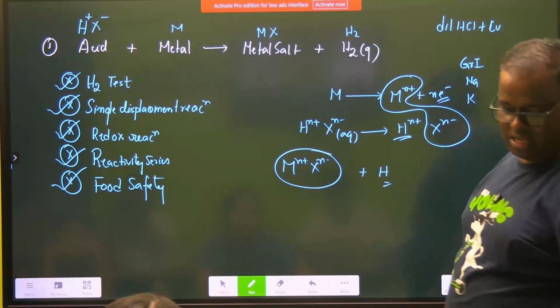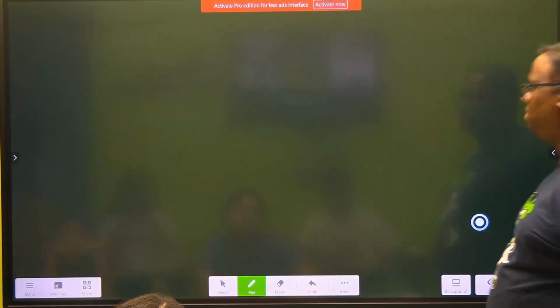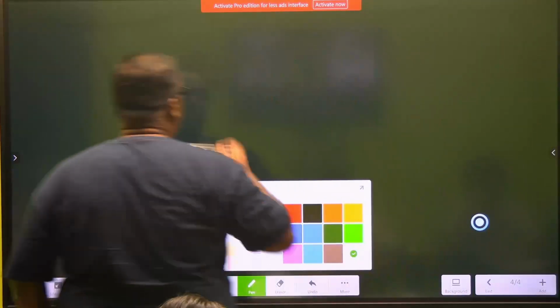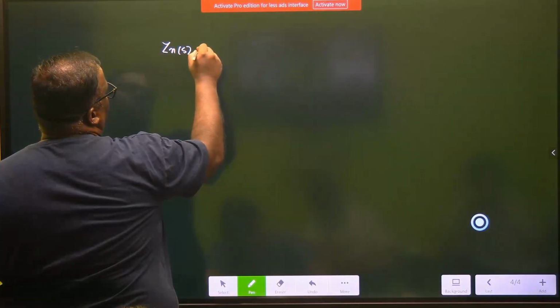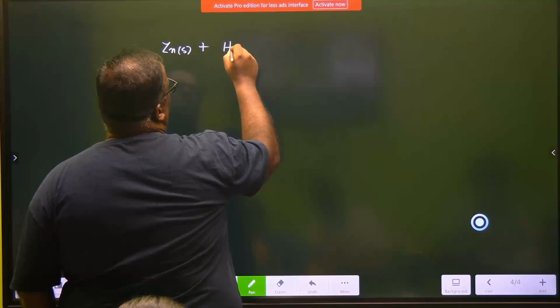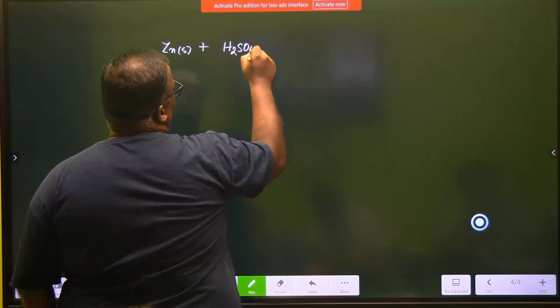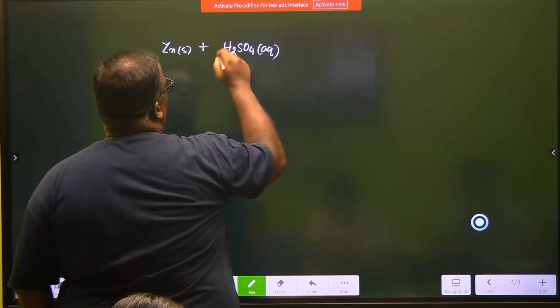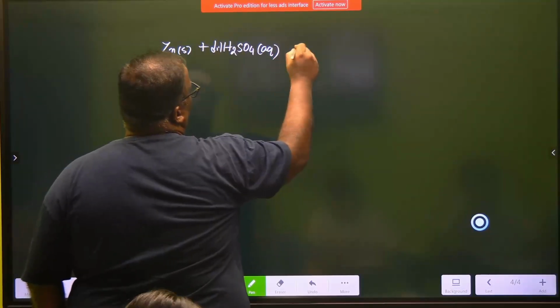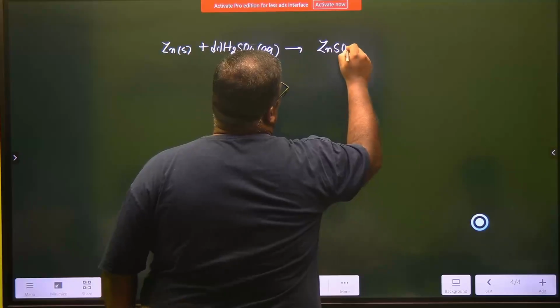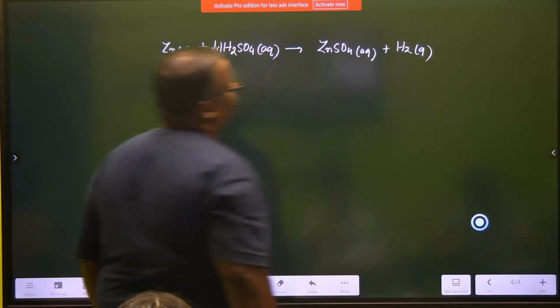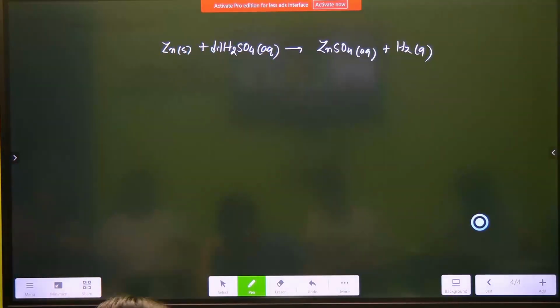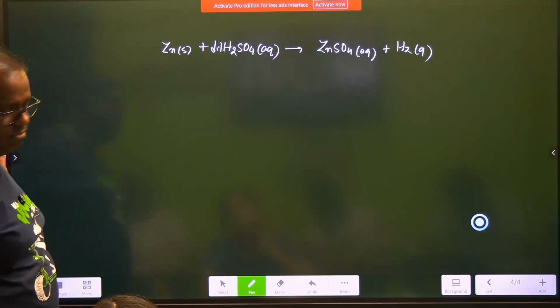Shall we see one example and try to understand and answer all our questions as a part of the example? Let's see an example. Common one. Zinc as solid reacts with HCl, or say H2SO4, aqueous. This is dilute H2SO4, gives you ZnSO4. This is aqueous and releases hydrogen gas. Right? Acid reacts with metal to form metal salt. Let's see the reactions. Complete mechanism.